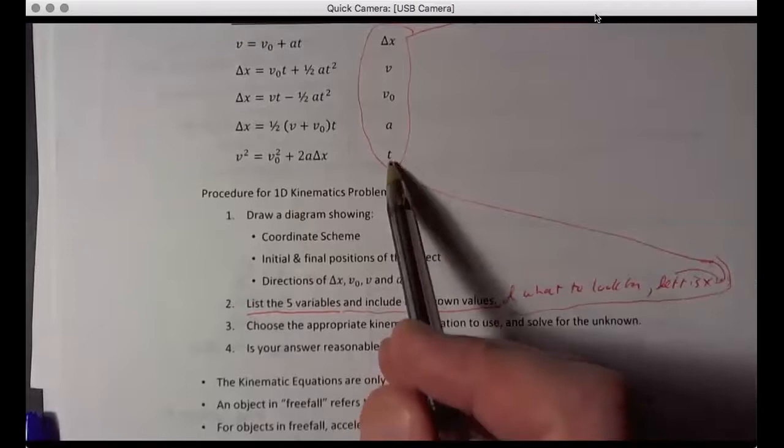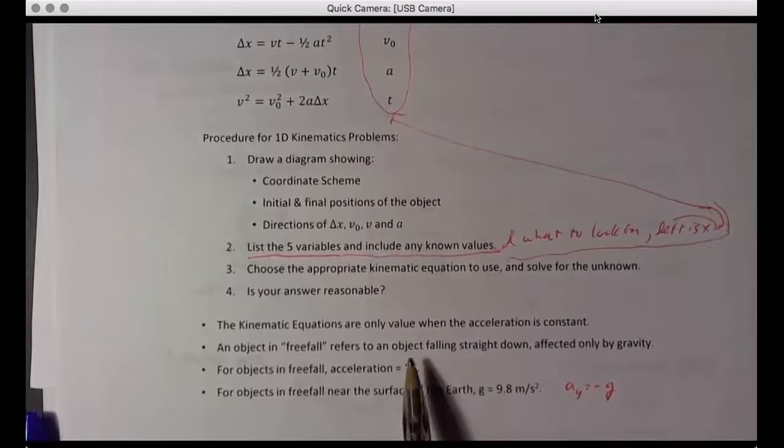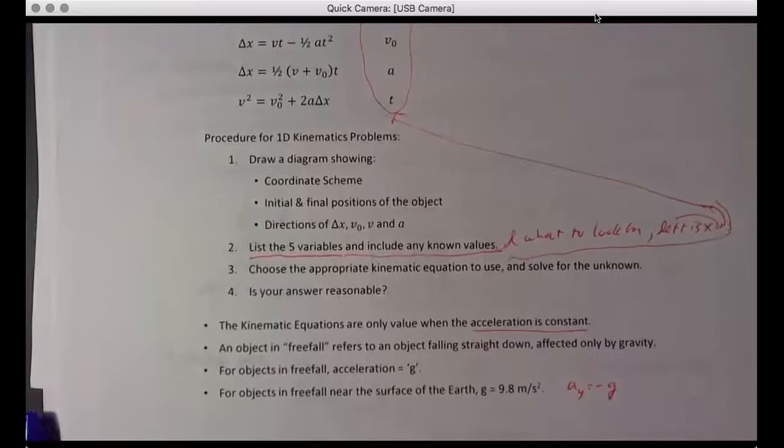Now, free fall, you get G near the Earth's surface. G is 9.8, and the acceleration is minus G in the y direction. And when the acceleration is constant, this is valid. Sometimes you can get the right answer without that, but sometimes you don't. So there are other examples we can look at that have some of these things in them, but we've got a few here.